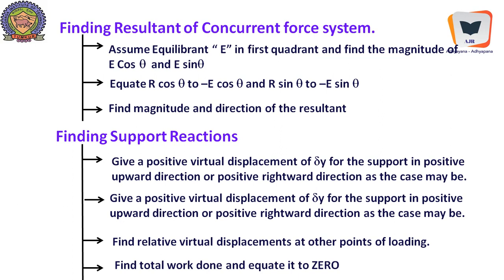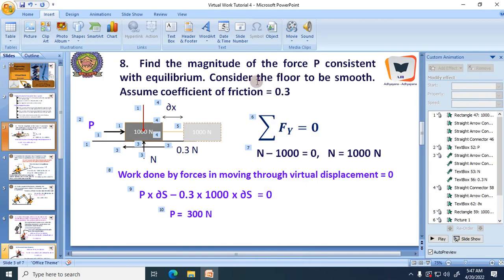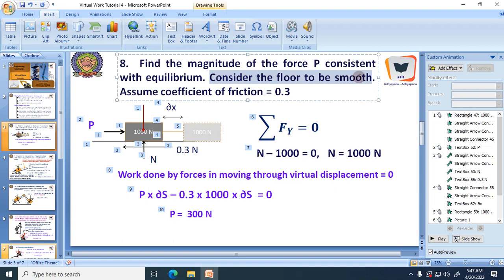And thus in this tutorial we are tackling a different kind of problem altogether, which is very similar to the friction problems that we saw in the previous tutorials. This is the 8th problem, cumulatively numbered. Find the magnitude of the force P consistent with equilibrium. Consider the floor to be smooth. Assume coefficient of friction equal to 0.3. If that is the case, it cannot be smooth, since the value of the frictional coefficient is given, and we cannot consider the floor to be smooth.